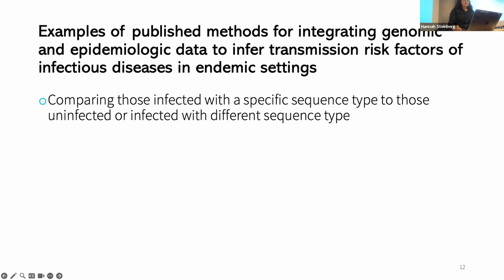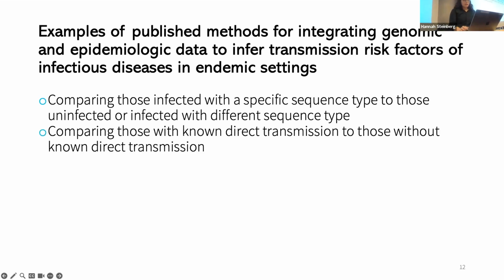So one thing you can do is compare those infected with a certain sequence type to those uninfected, or those with a different sequence type. This is again defining who is in an outbreak, and then you can more easily compare those who are not. You can also compare those who have a known direct transmission event to those without known direct transmission.